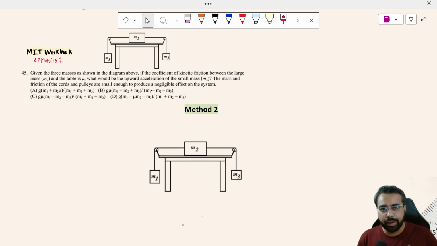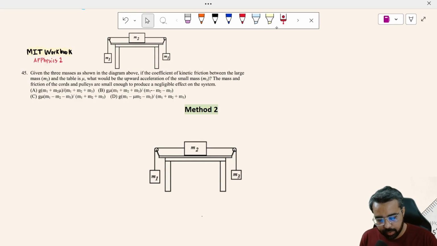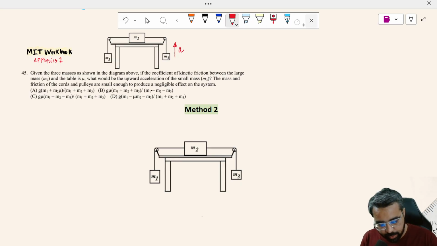Okay, students, let's try to solve the same question from method 2. And you remember that in the last video, I told you that we have to find out acceleration in M3. So this acceleration A. Okay, so now this time we will make equation by drawing a free body diagram for every mass. Okay, so this is our rectangular coordinate system for M3.